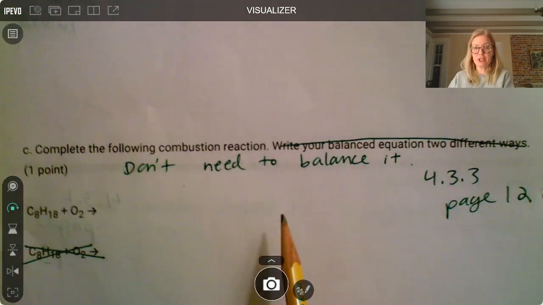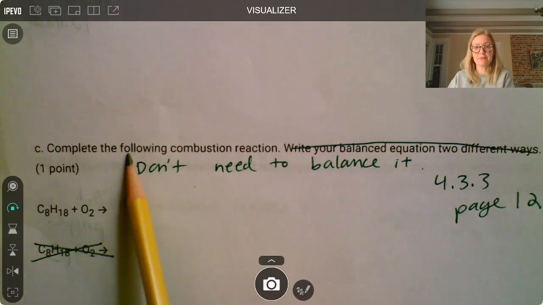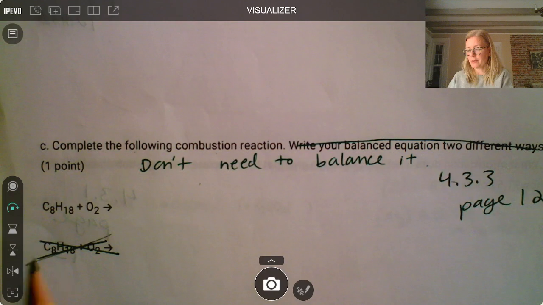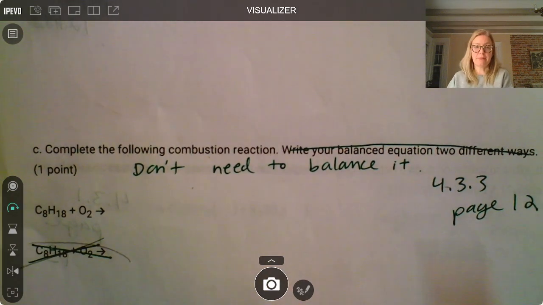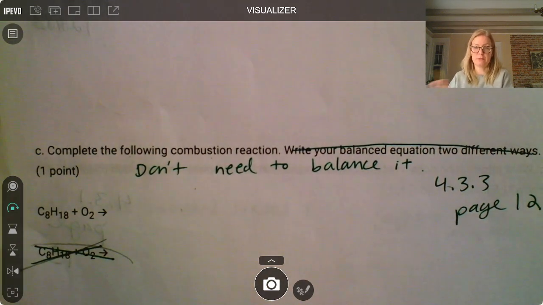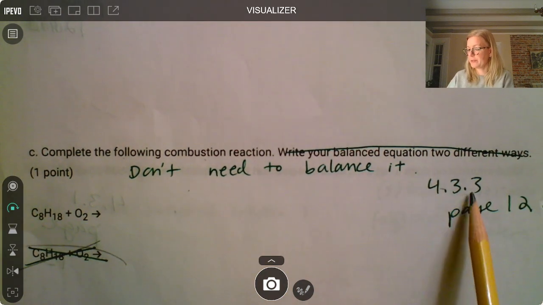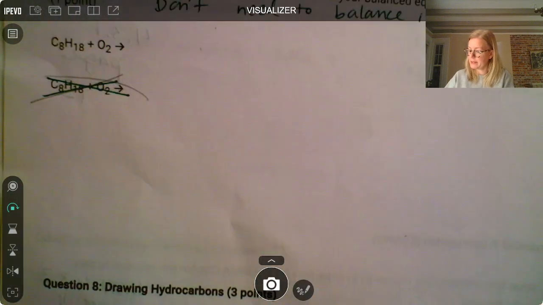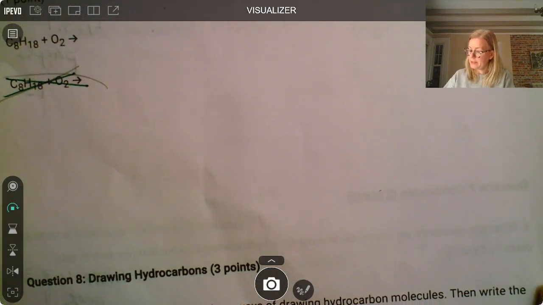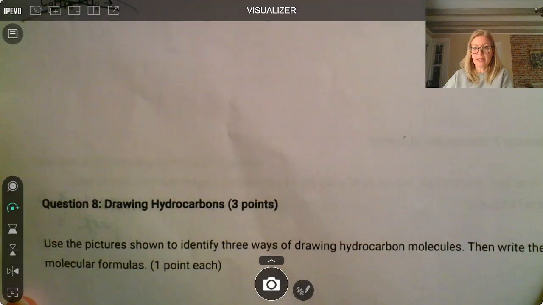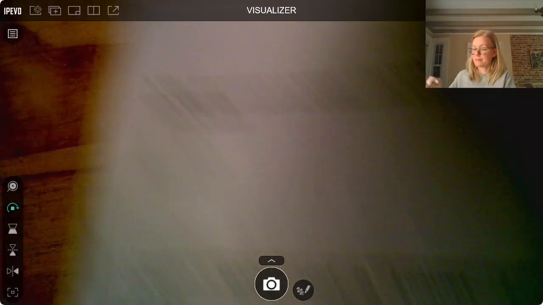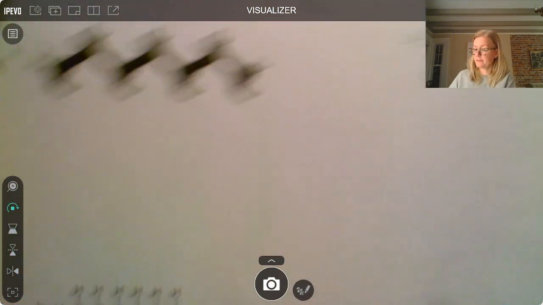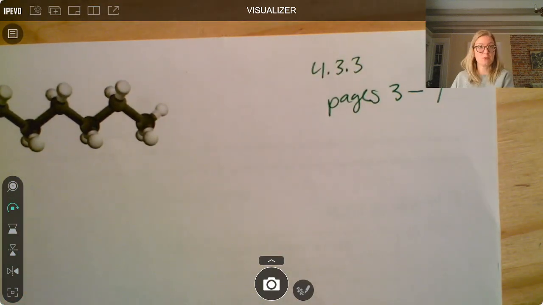For part C, I'm changing the question a little bit. Complete the following combustion reaction. I'm not going to make you write it in two different ways, so cross off the second one. And you don't need to balance it. Just tell me what the products would be, but you don't need to balance it. So for that, look at 4.3.3, page 12. Okay? And then question 8, look at the 3 ways of drawing the hydrocarbon molecules, then write the molecular formulas. So to help with interpreting these drawings, look at 4.3.3, pages 3 through 7.